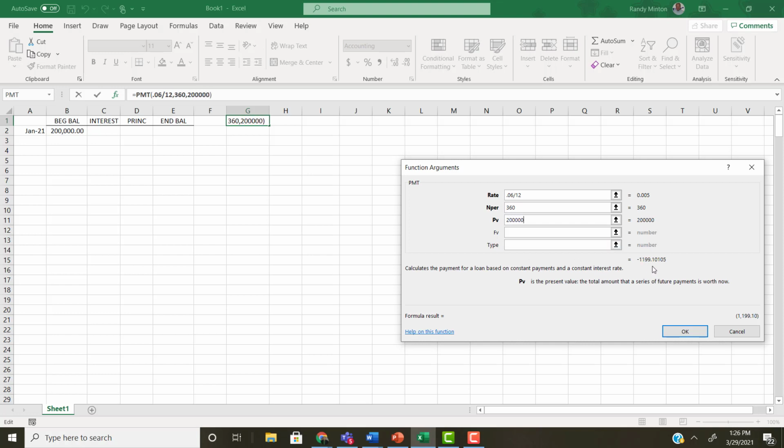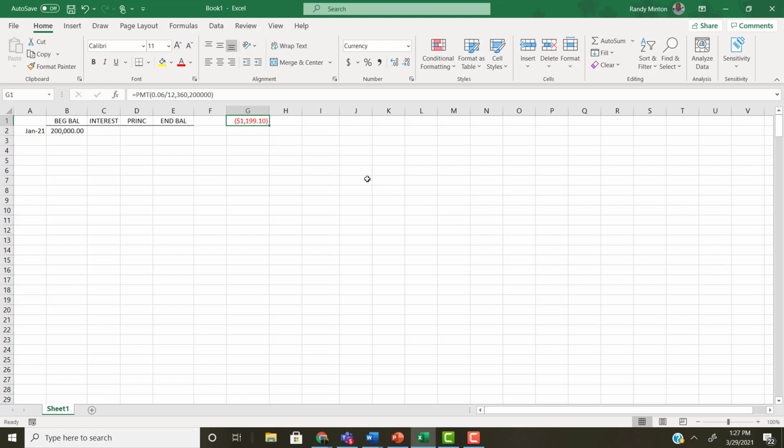And that'll tell you that your payment is $1,199.10. Okay, so I'm going to click OK. Now you notice that that pops up as a negative number. Well, for my purposes, I prefer to have it as a positive number, just easier to understand. So I'm going to go to the end of the string for PMT, and I'm going to just make it times -1 so that I've got now a positive number. Okay? So here's my payment stated as a positive number instead of a negative number.